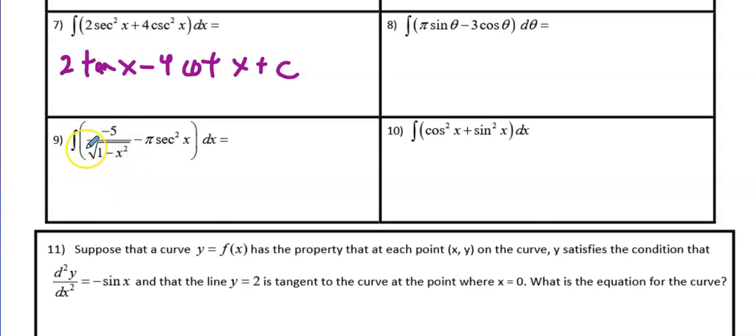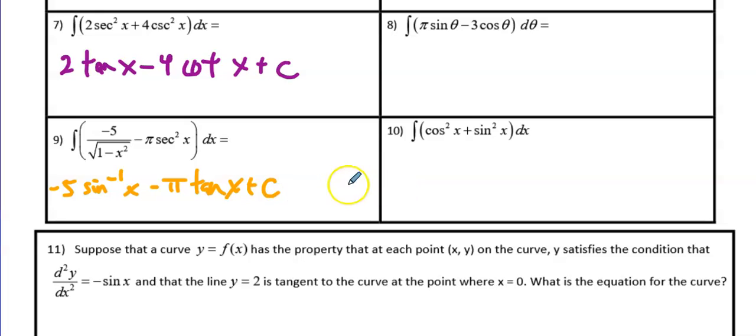And then finally, ladies and gentlemen, question number 9 here. I could pull out the -5, so it'd be -5 times the integral of 1 over the square root of 1 minus x squared, but we've already said that that's an arc sine, right? So that's the arc sine function. And then we're going to have minus pi, because remember, pi is just a number, just like right here with minus pi. And then we've already talked about the secant squared is just going to be tangent of x plus c.